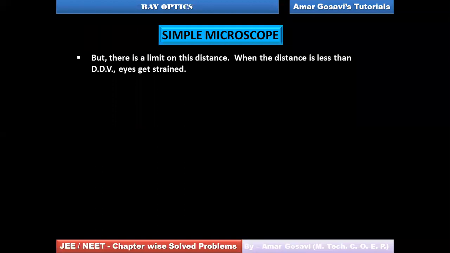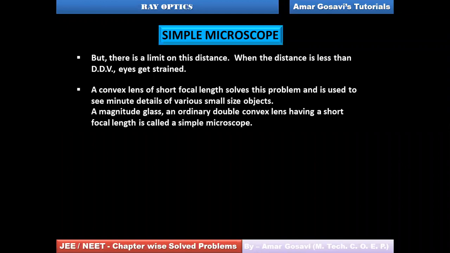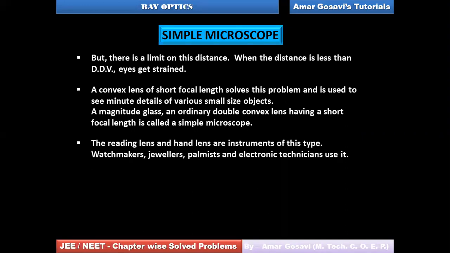When the distance is less than the distance of distinct vision, the eye gets strained. This is something we have discussed. So how do we deal with such problems? We use a convex lens of short focal length, and you can see the minute details of very small objects. A magnifying glass, or an ordinary double convex lens having a short focal length, is called a simple microscope. Watchmakers, jewelers, palmists, electronic technicians keep using this instrument called a simple microscope.